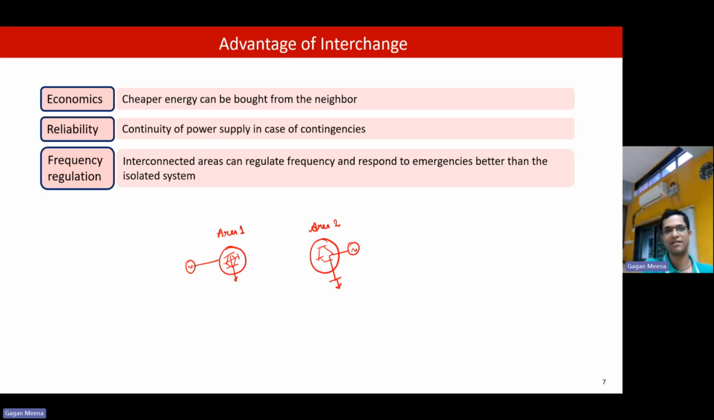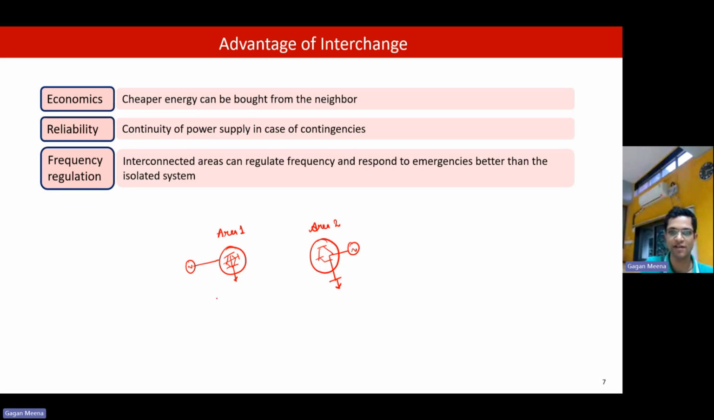Let's say there is a loss of load. Let's say one generator is out. One generator is on forced outage. Suddenly there is some issue or failure. Let's say turbine failure is there. One generator is out of operation.